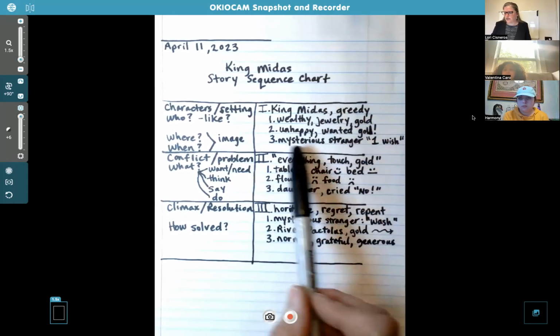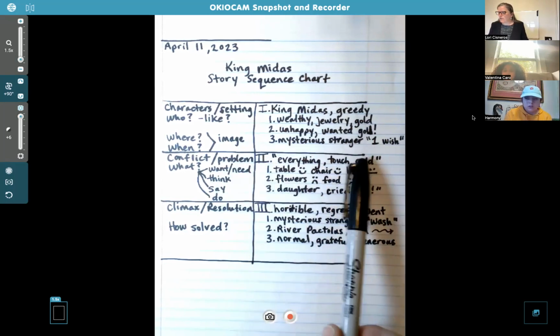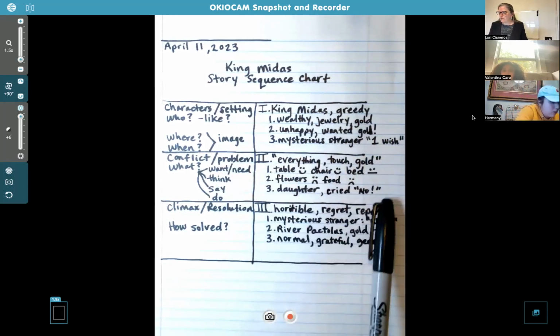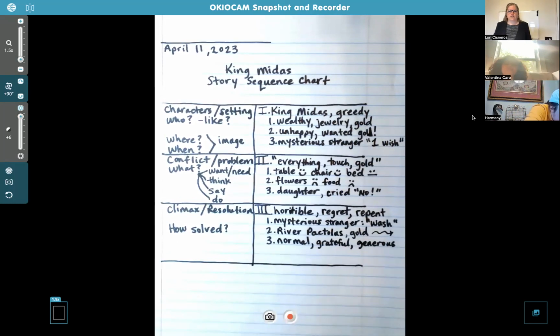So we got it now. We got the characters and setting, which is mostly King Midas and the stranger. And the daughter's there too, but she kind of comes in later. And then the conflict and the problem is in the middle, where everything he touched turned to gold, and then how it was resolved at the end.